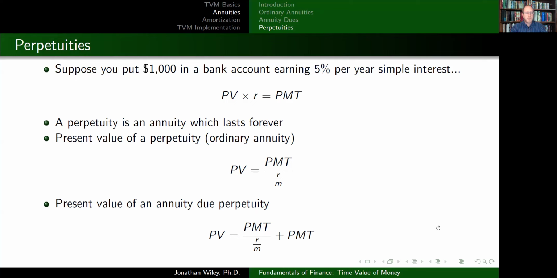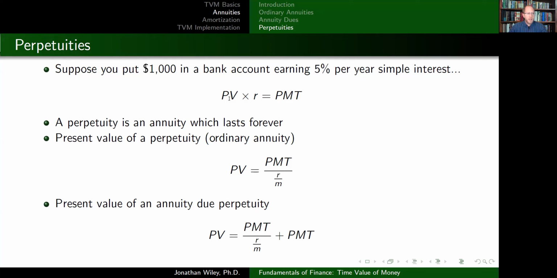This would be an annuity. So in that example, I would have an annuity of $50. And the way I would get it would be by putting aside this $1,000 and the account getting 5% basic interest per year. Now, because that's the case, we can actually rearrange that calculation.